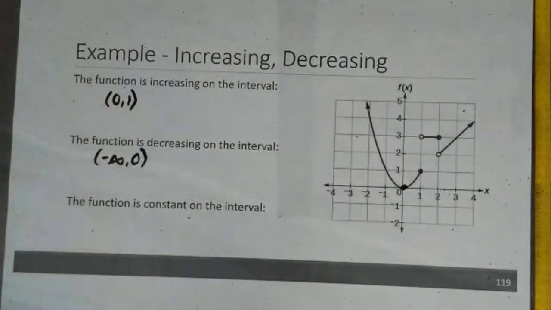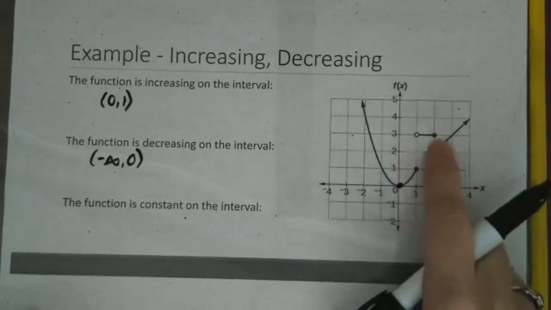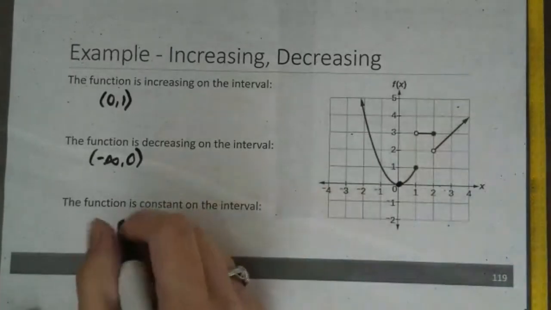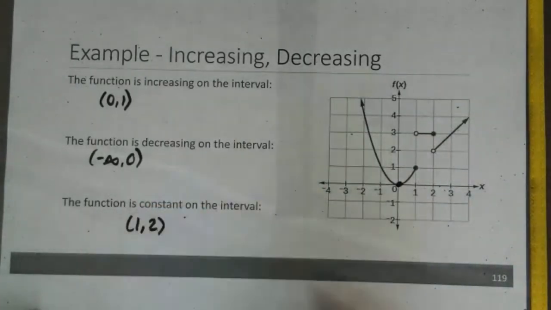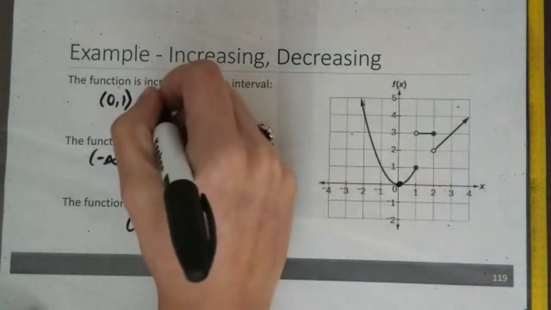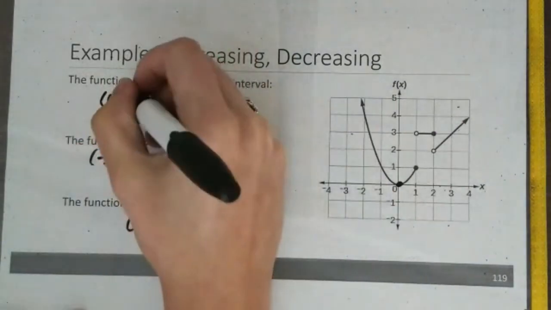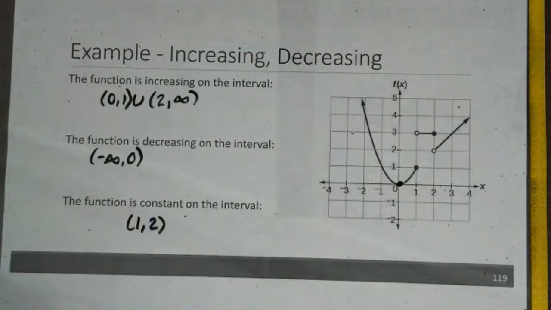You will be tempted to use a square bracket because we have a closed circle, but at the point where x equals 1, just at that dot, you're not increasing, you're not decreasing, you're not constant, you're sitting at a dot. From 1 to 2, we're on this horizontal line, so that's going to be constant. And then from 2 to infinity, we're increasing again. So we need to include that on the list of increasing. And the way we put these two intervals together is with OR, which we use a union for.